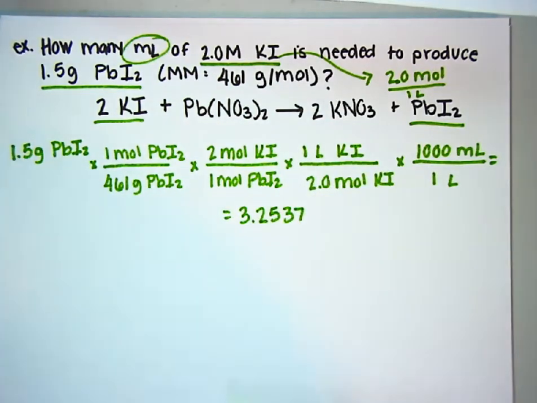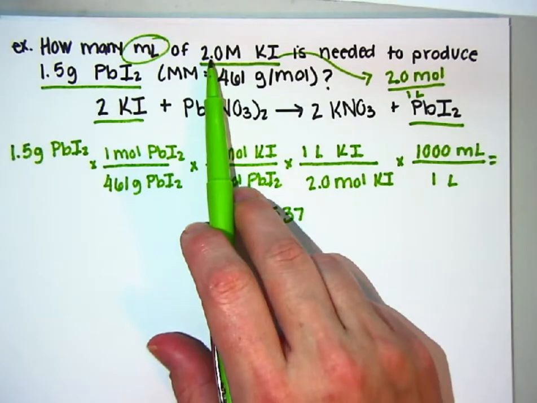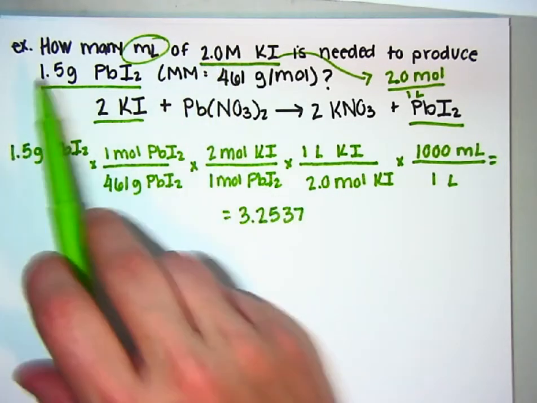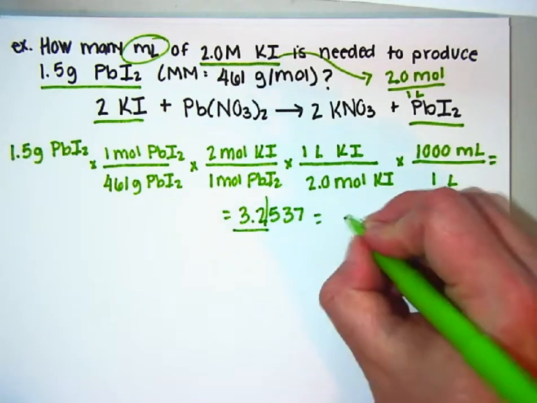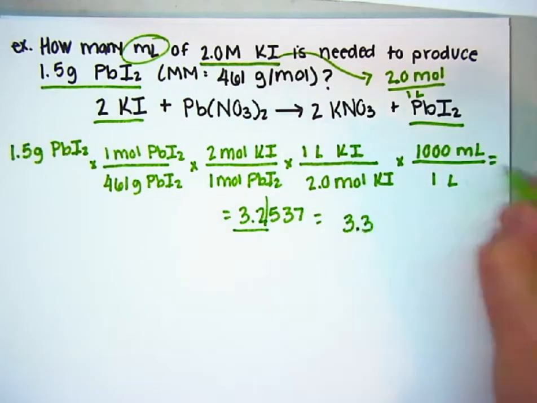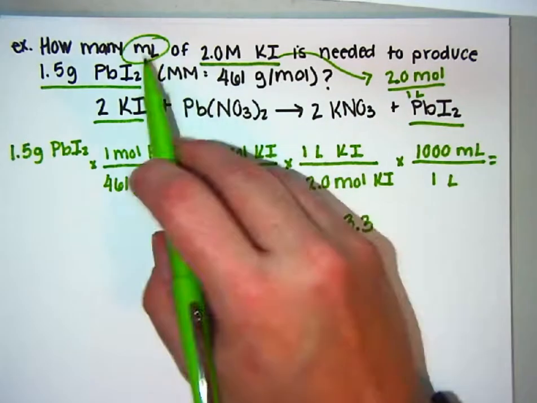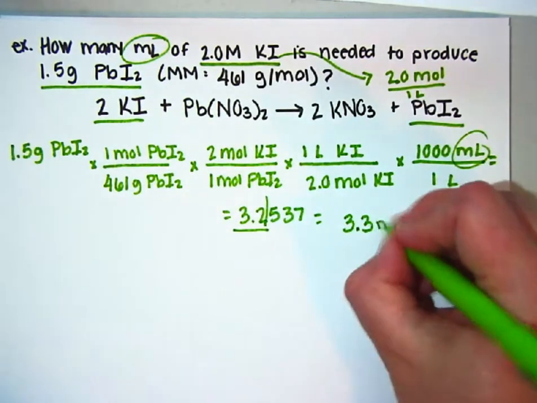Alright, we want to round to the appropriate number of significant figures. 2.0 has 2 significant figures. 1.5 has 2 significant figures, so my answer can have 2 significant figures. And then I want to add units, which would be milliliters.